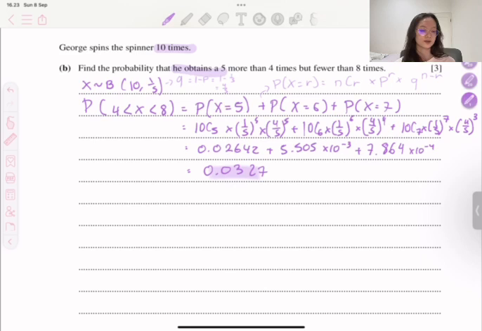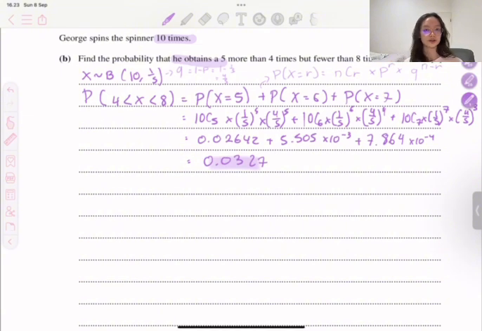If we put this in the calculator, it will be 0.02642 plus 5.505 times 10 to the power of negative 3 plus 7.864 times 10 to the power of negative 4, which will result in 0.0327 in 3 significant figures.